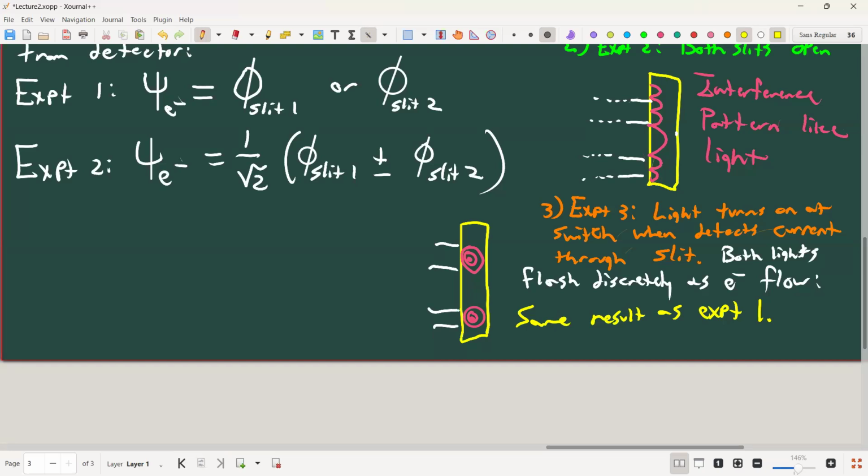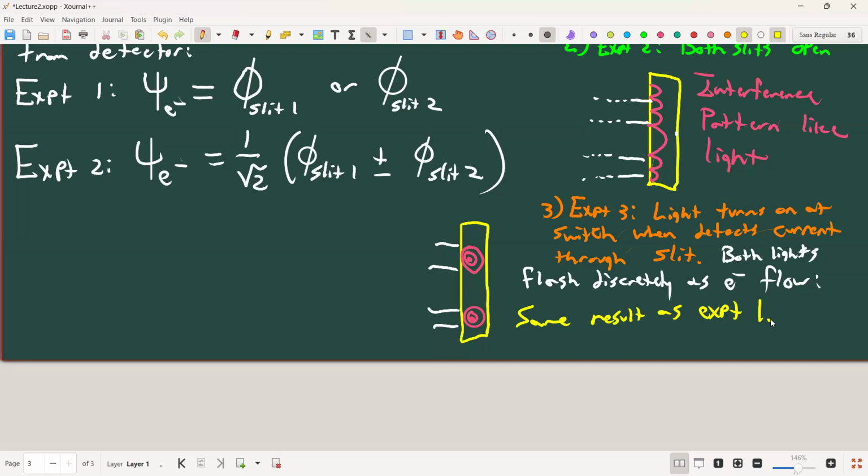Barely flashes. You can't even see it yourself, maybe. Maybe you have to look at it in a pitch dark room with a magnifying glass and let your eyes adjust to see it. So you're doing a very, very weak detection. The weakest possible detection you can think of, so weak that you barely see it yourself. Still, you see the result, independent of the intensity of that detection.